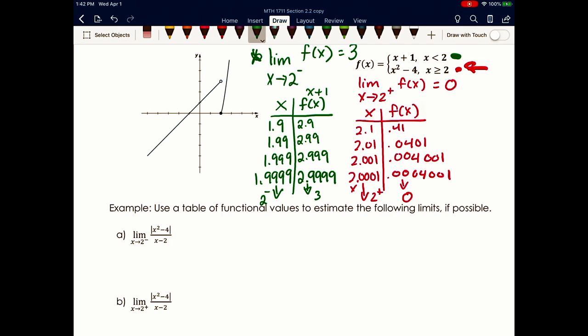Now we can verify that by looking at the graph. Let me use my green. If I'm coming from the left, I'm looking at my green table. And if I'm coming from the left, as x gets closer and closer to 2, I'm getting closer and closer to my y value of 3. And then coming from the right, as I get closer and closer to 2 for my x, I'm getting closer and closer to 0 for my y value.